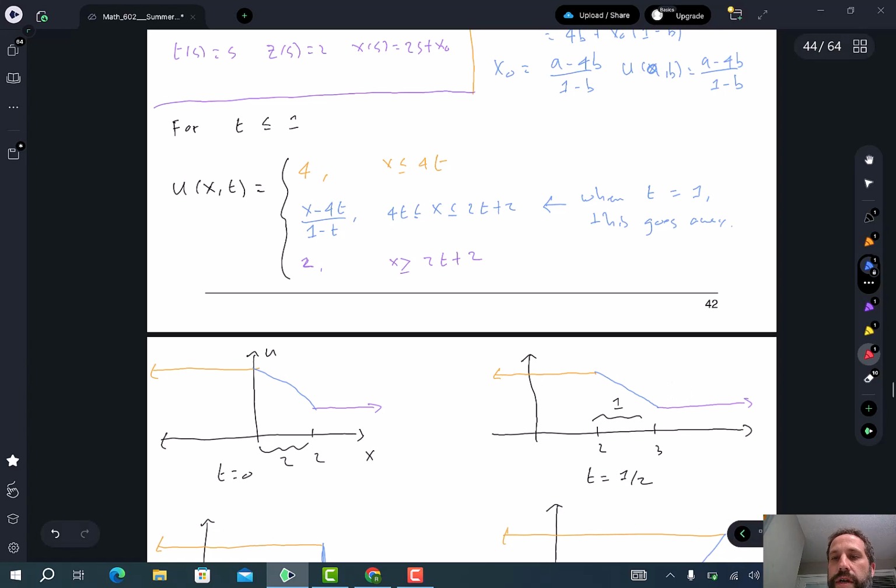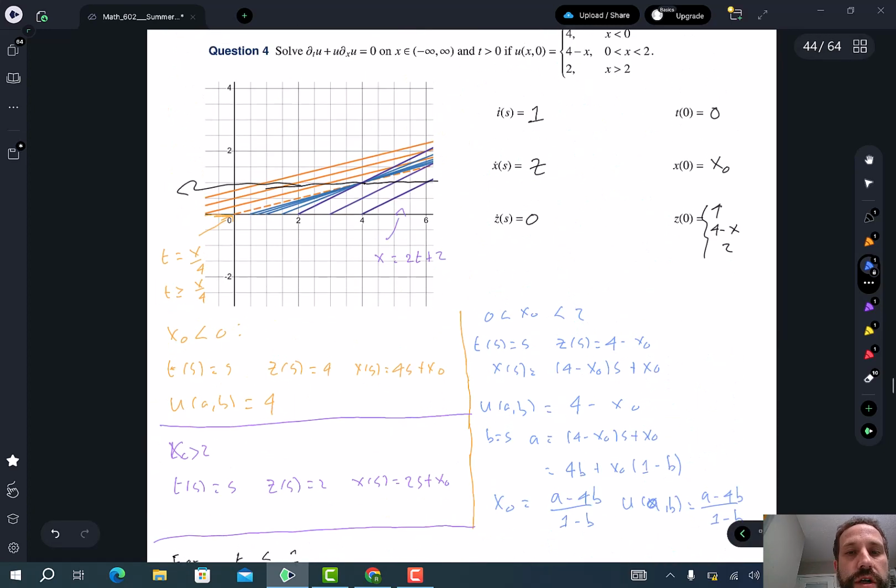So the important conclusion here: after t is greater than or equal to 1, only the u equals 4 and u equals 2 solutions remain. Only those solutions remain. So once we get up above this line, which is t equal to 1, into this area here, I'm going to have to find the shock wave, but I only have the orange and the purple characteristics.